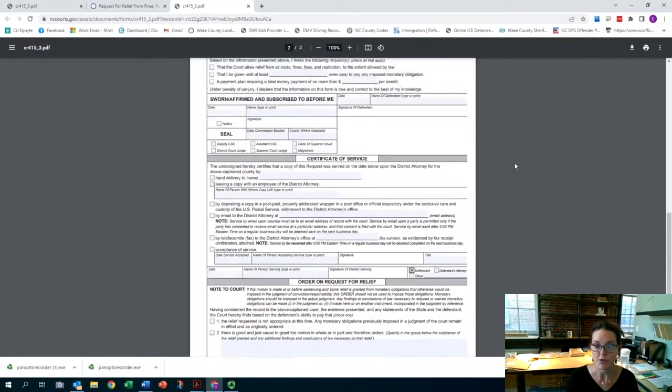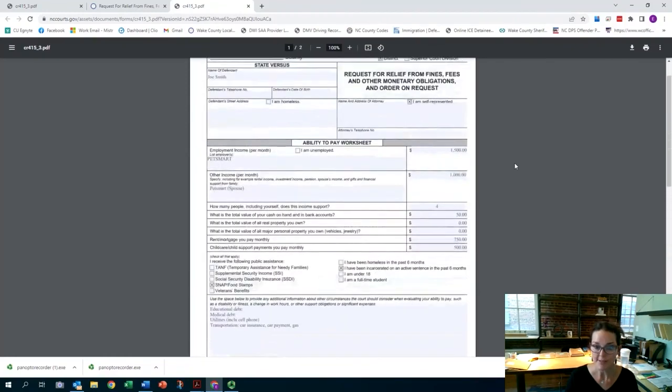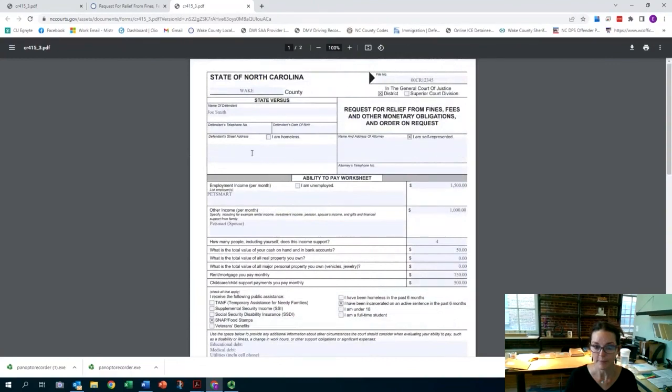That is why it is so important that the address that is listed here at the top of the form is a correct address. It is also very important that if your address changes, that you make sure to contact the clerk's office to update the address that they have for you on this form.